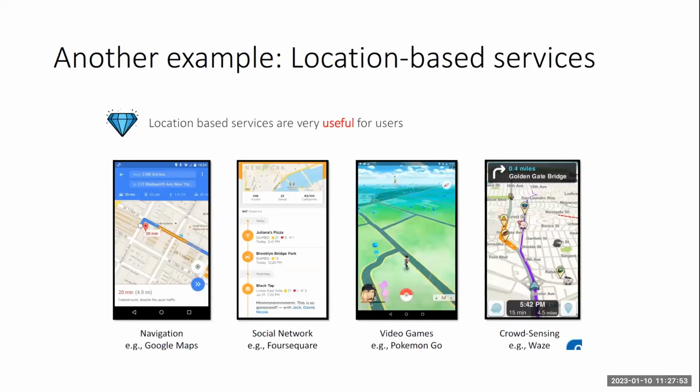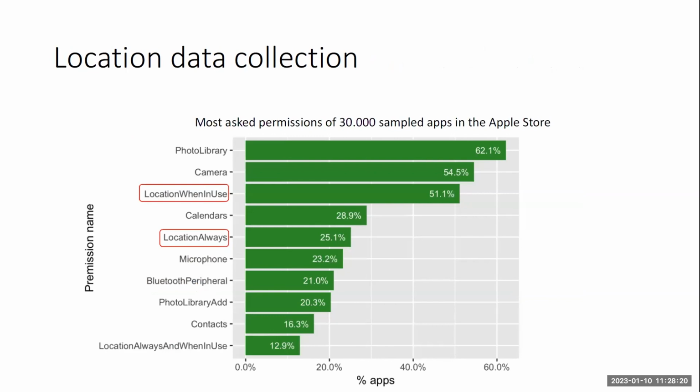Another example that we know very well in the team is in the context of location-based services. Location-based services are services that use geolocated data to provide the users with useful information or a useful service. The most known location-based services include navigation, social networks, video gaming, and so on. And again, these services rely on the fact that they collect personal information, which in the context of location-based services is geolocated data.